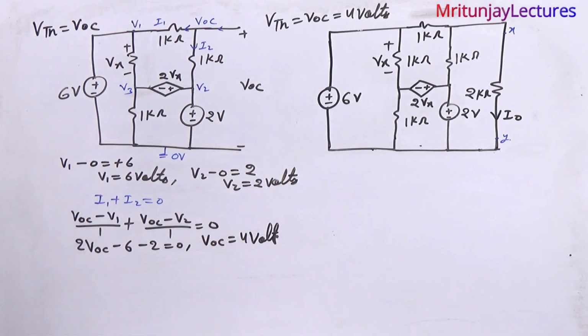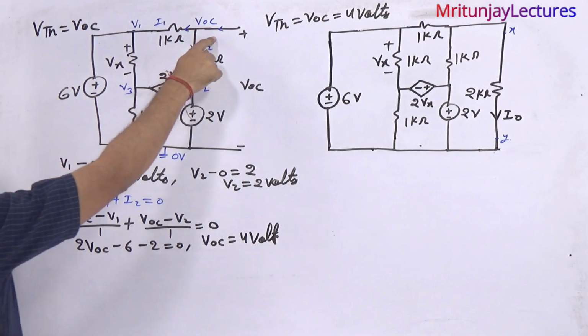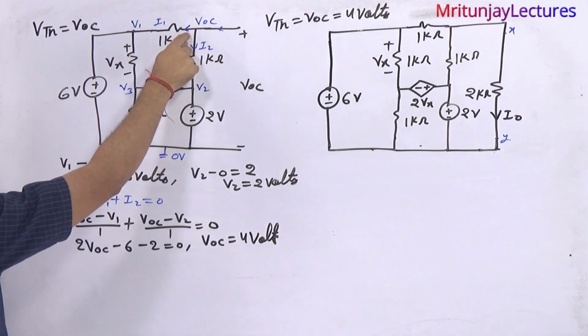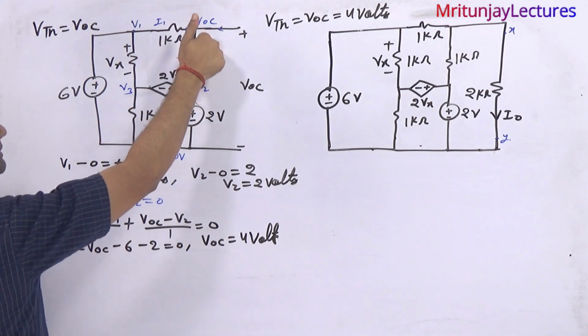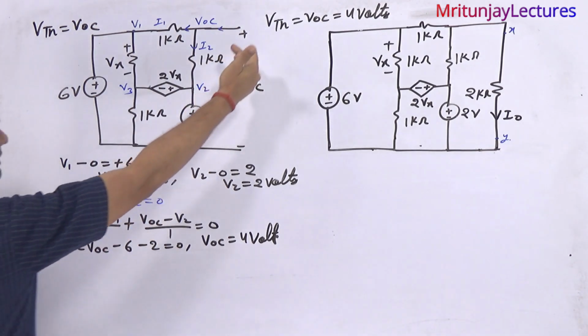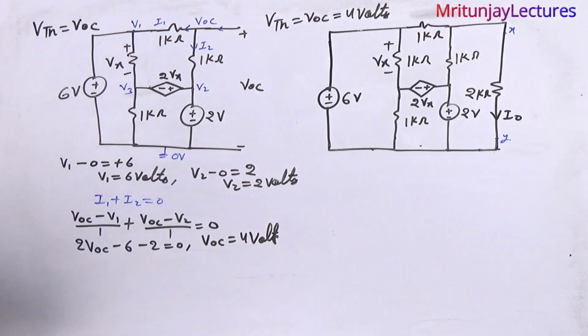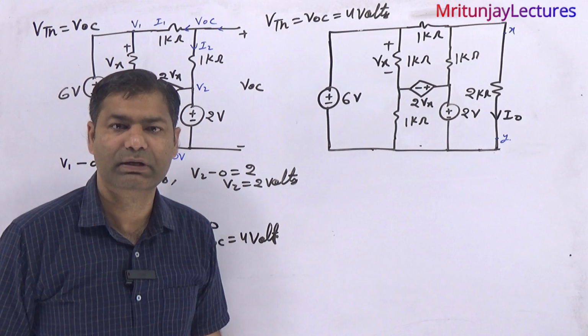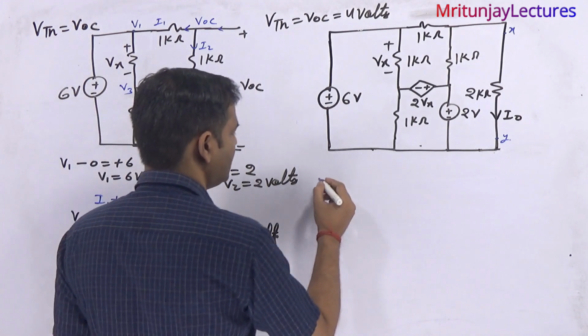Clear? After that, apply KCL at this node: I1 plus I2 will be equal to 0. Incoming current is 0 because of the open circuit. So V of OC, finally we got, is 4 volt. Clear or not? Now our next target is to determine RTH. So how can we determine RTH?